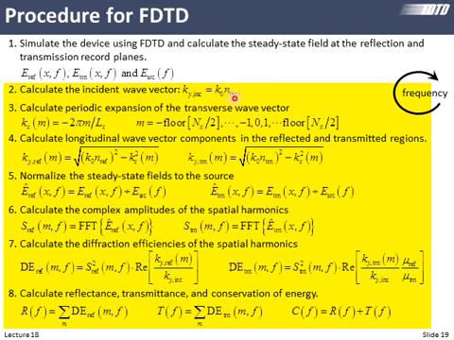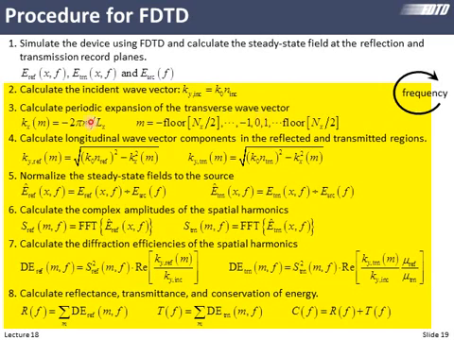So we'll calculate the incident wave vector, the vertical component of it. Then we calculate this infinite expansion of the transverse wave vector components. That's the same everywhere. And if we have 21 points across our grid, we'll have this array M that will go from -10 all the way up to +10. It passes through 0, so we'll have 21 points.